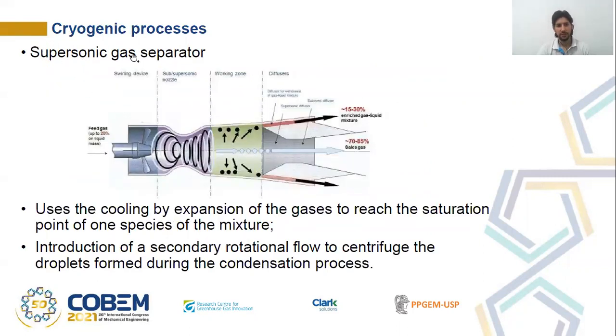Here we highlight the supersonic gas separator, which is the object of study of this research, which uses the cooling by expansion of the gases to reach the saturation point of one of the species of the mixture. During the condensation process, liquid droplets are formed in the stream. In order to collect these droplets, a secondary rotational flow is introduced to centrifuge the droplets formed during the condensation process. Eventually the liquid droplets will form a film in the wall region of the device and will be collected and extracted from the mainstream.